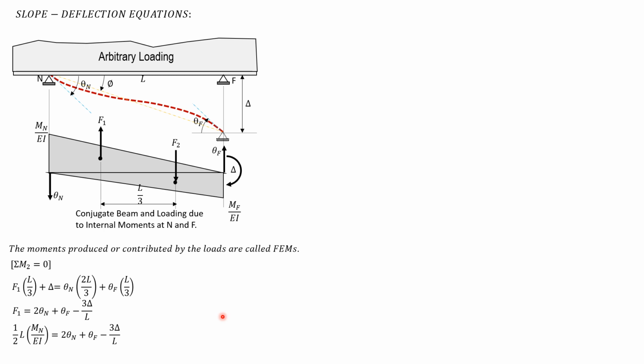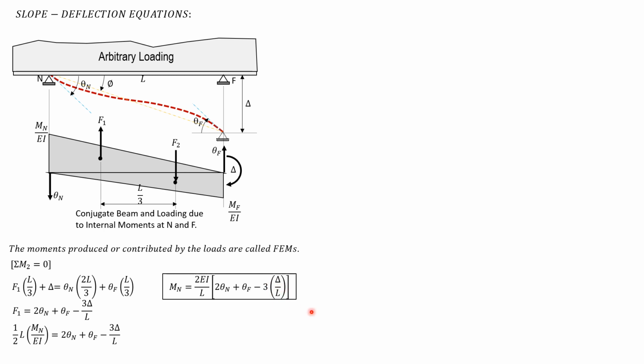So multiplying everything by 2EI over L, and this expression here at the right. So Mn therefore equals 2EI over L times quantity 2 theta N plus theta F minus 3 times delta over L. So take note that the ratio delta over L is equal to psi. You may replace this by psi if you want.